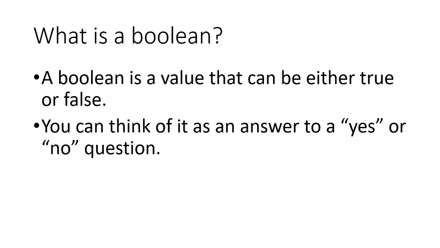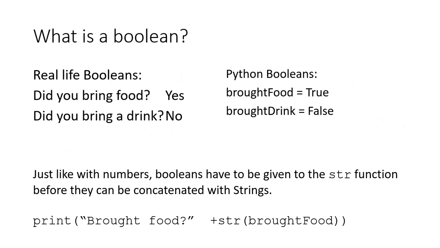So today we're going to start the second unit, which is on conditional statements. Today's information is going to be on Booleans and if statements. So first question, what is a Boolean? We kind of talked about this a little bit when we got to our variable types, but a Boolean is a value that can be either true or false. So basically, you can think of this as an answer to a yes or no question.